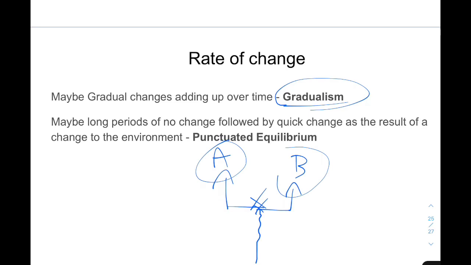So gradualism is like small changes adding up over time. Punctuated equilibrium is things kind of going along as normal until a disaster, which makes the living conditions for the original species less good. So the ones who have variations that weren't beneficial before, those variations might become beneficial now. And if that's the case, then they may, over a longer period of time, become a whole new species.